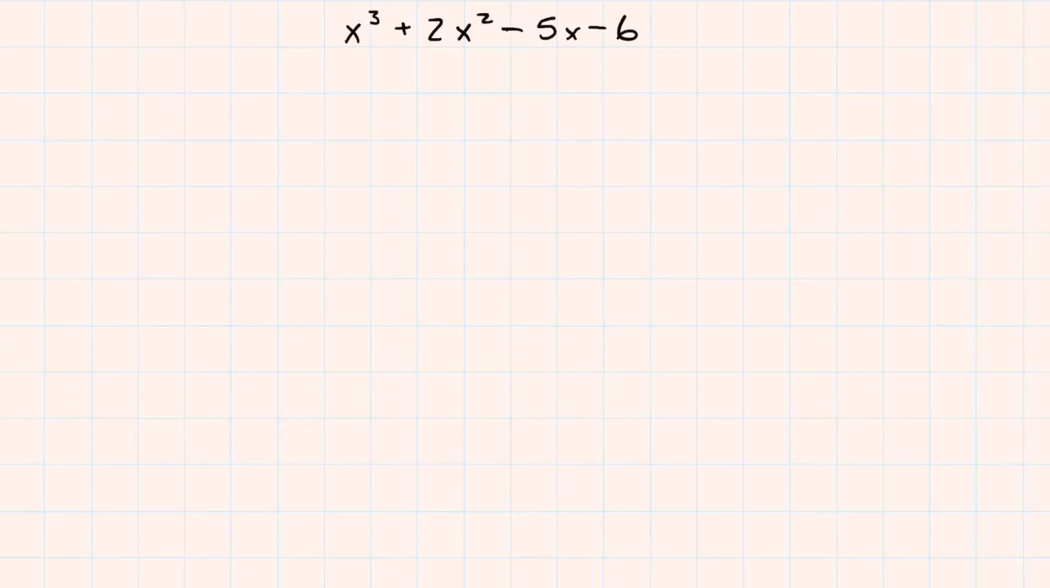So the possible factors are the factors of the constant, which are plus or minus 1, plus or minus 2, plus or minus 3, and plus or minus 6, because the constant's 6. The leading coefficient in this case is 1. Whenever the leading coefficient is 1, you don't have to worry about dividing by anything. So we're just going to take these and sub them in until we find one that equals 0.